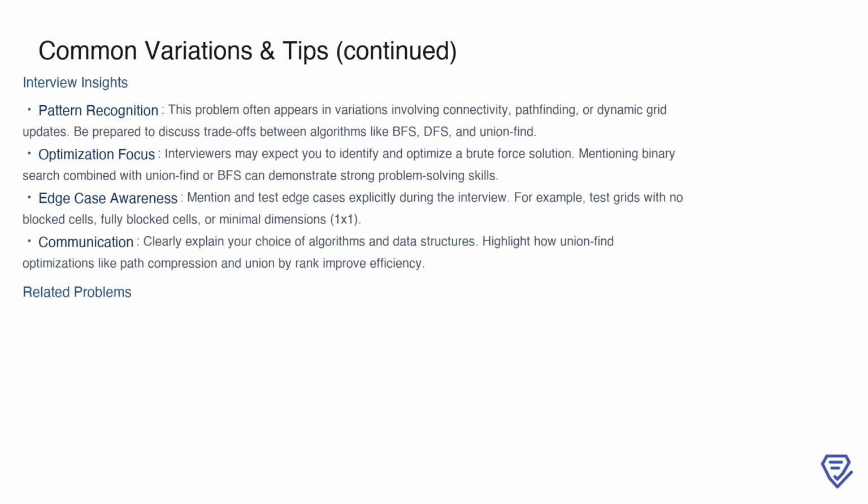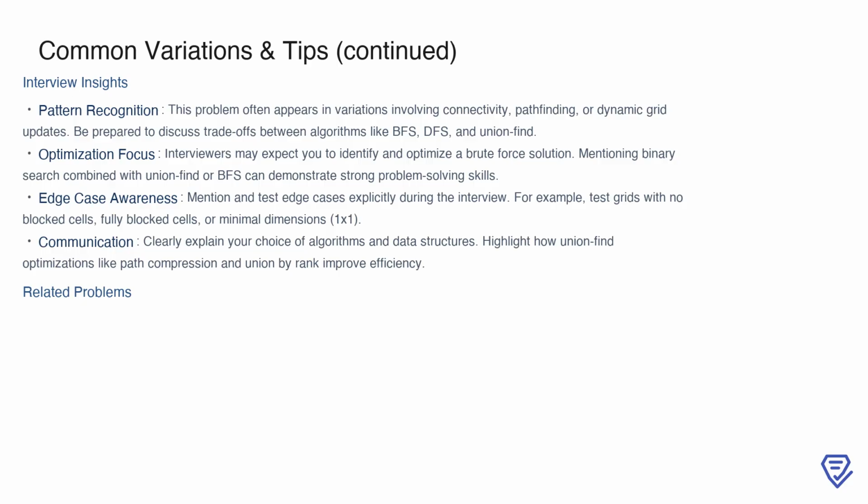When preparing for interviews, it's helpful to recognize common patterns in problems like this one. This question often falls into categories involving connectivity, pathfinding, or dynamic grid updates. You should be ready to discuss the trade-offs between algorithms such as BFS, DFS, and UnionFind, explaining why you chose one over the others. Optimization is another focus area. Interviewers may expect you to identify a brute force solution and then optimize it. Highlighting techniques like binary search combined with union find or BFS can demonstrate your problem-solving skills.